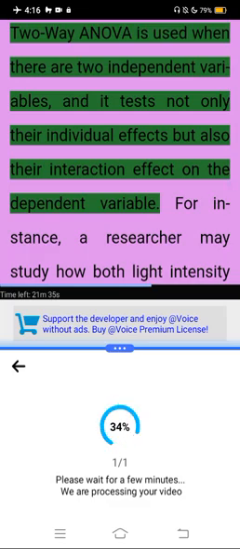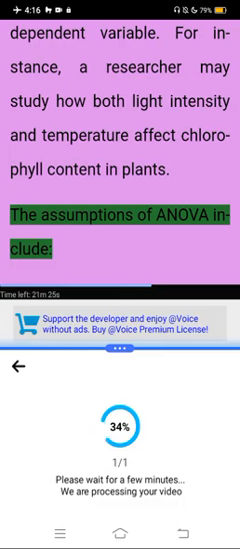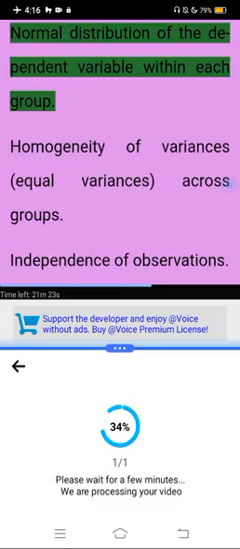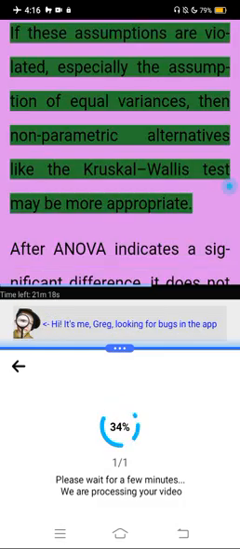Two-way ANOVA is used when there are two independent variables, and it tests not only their individual effects but also their interaction effect on the dependent variable. For instance, a researcher may study how both light intensity and temperature affect chlorophyll content in plants. The assumptions of ANOVA include normal distribution of the dependent variable within each group, homogeneity of variances, meaning equal variances across groups, and independence of observations.